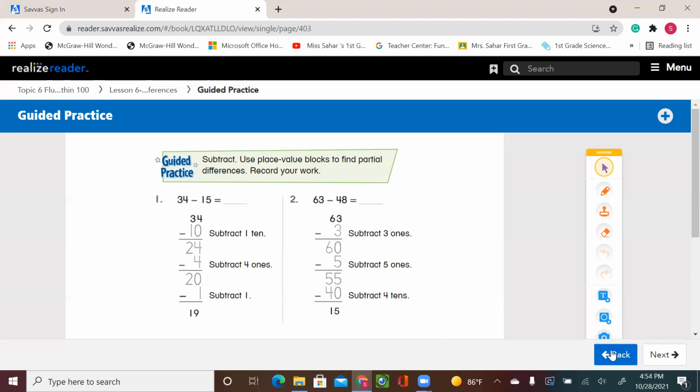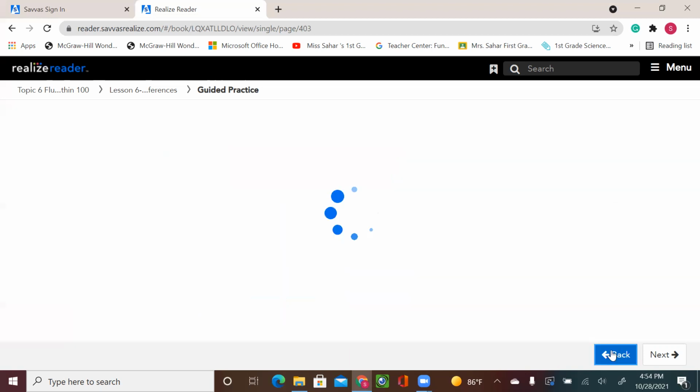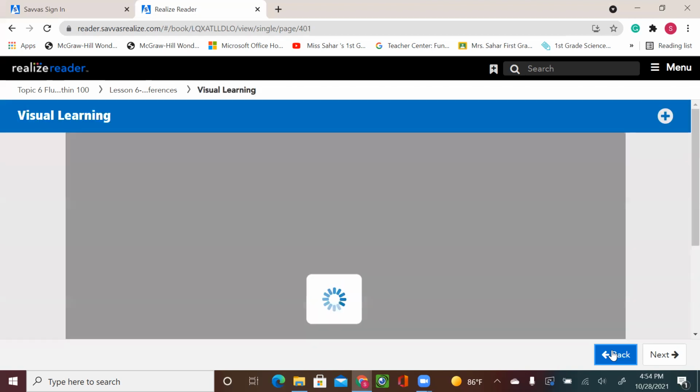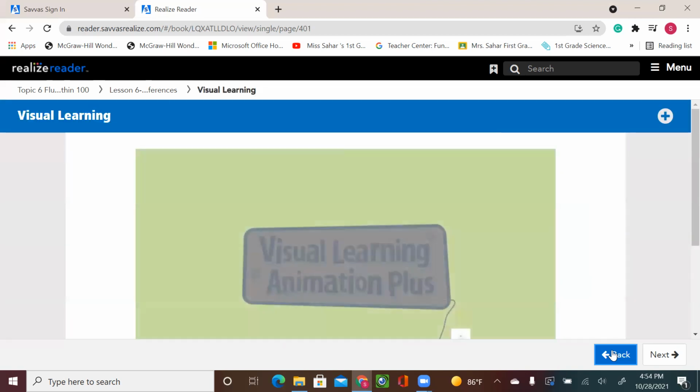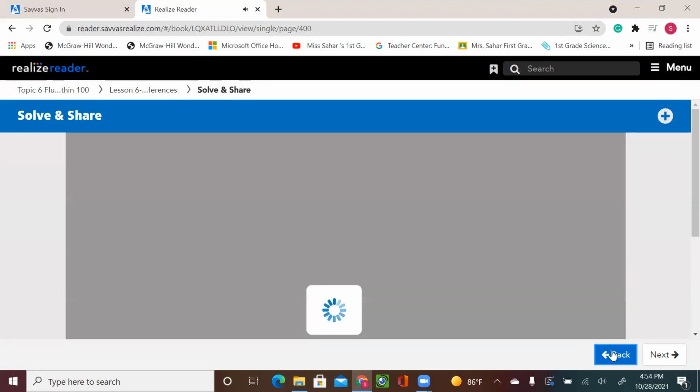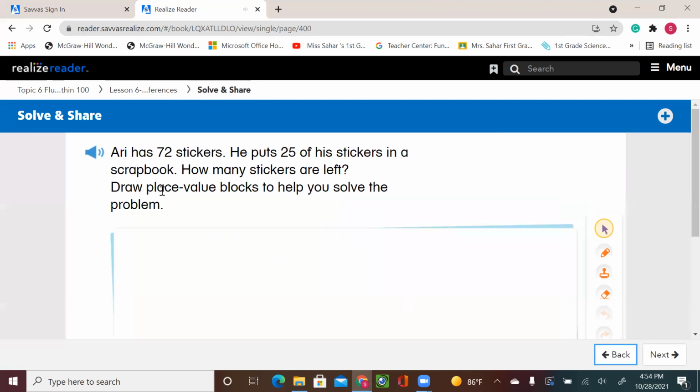Okay, so let's go back to page 245 and answer now this question. Ari has 72 stickers. He puts 25 of his stickers in a scrapbook. How many stickers are left? Draw place value blocks to help you solve the problem.